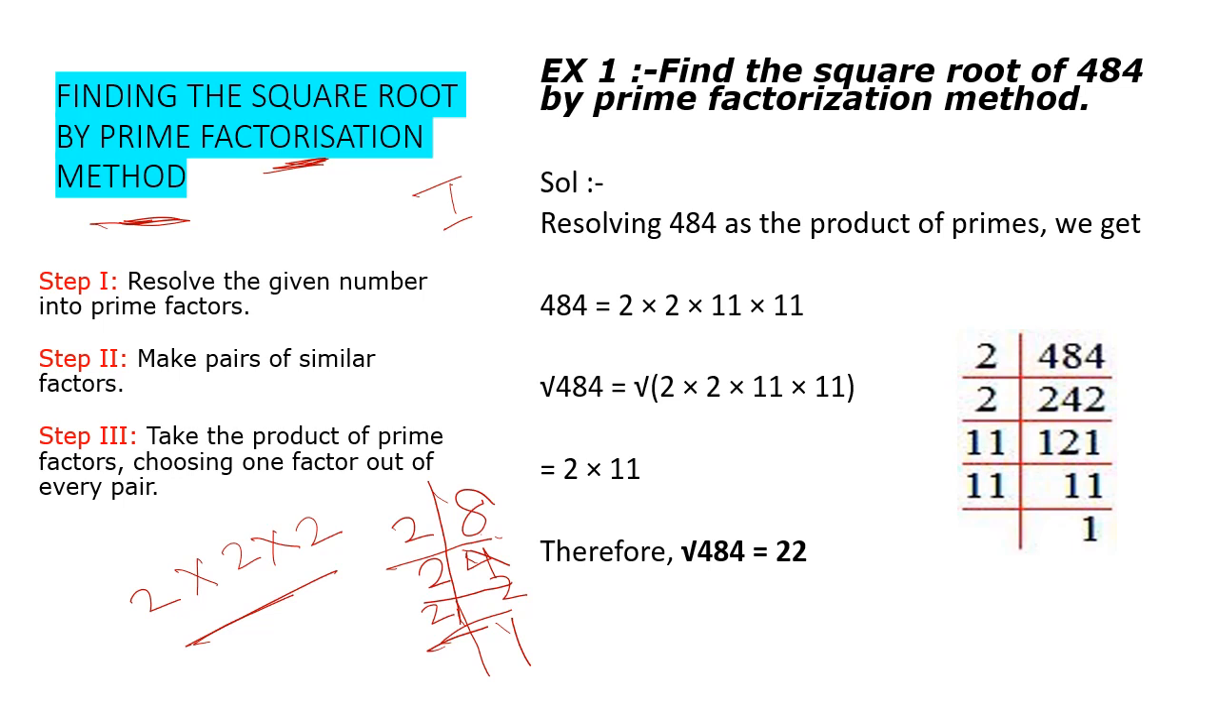So if you are thinking of breaking down 3, it is only 1 into 3. 7 is only 1 into 7. So we don't break the prime numbers, we always break the composite numbers.